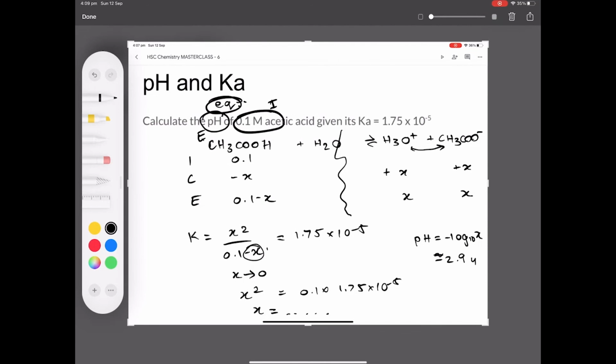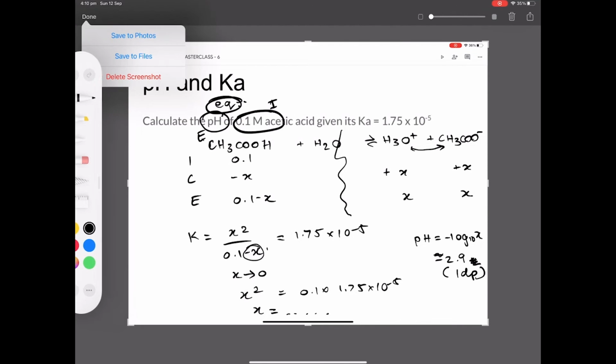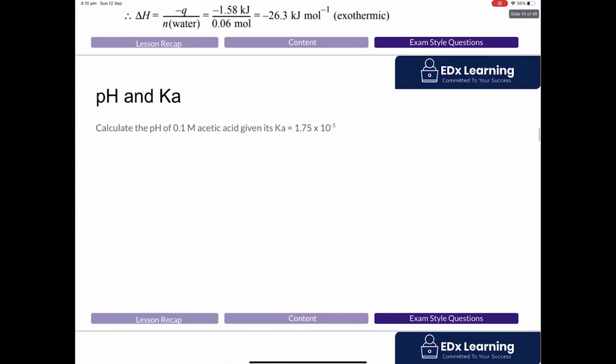Good. Your pH is rounded to the decimal places of the sig figs in your answer. So your question has 1 sig fig, so your pH value will be to 1 decimal place, right? So you round it to the lowest number of sig figs, but in decimal places for your answer for pH. So yeah, you just write 2.9. And you don't have to write units. Don't worry about that. Just write 1 dp. Good. Pretty easy question. Let's move on to the next.